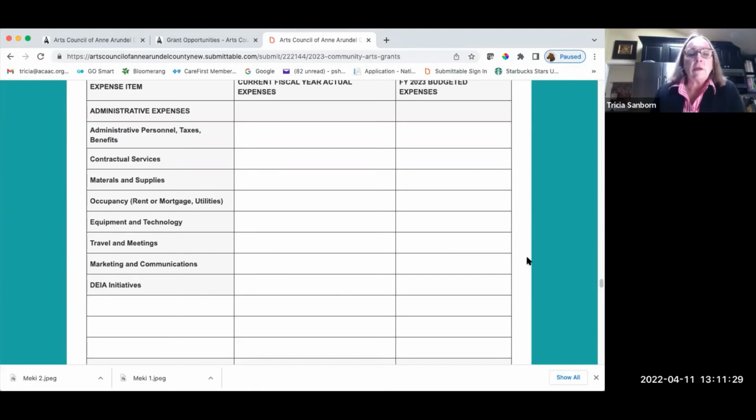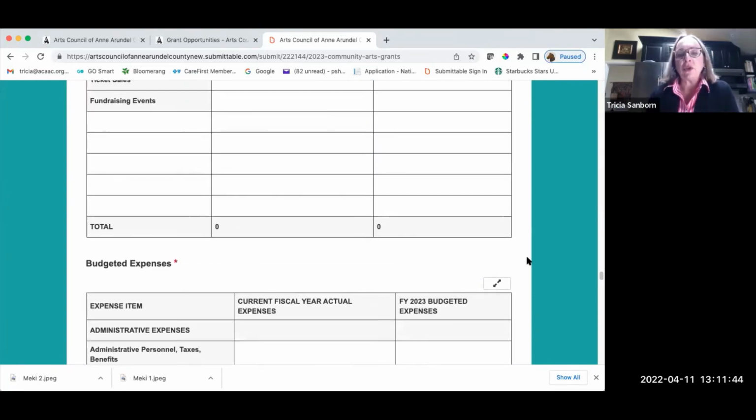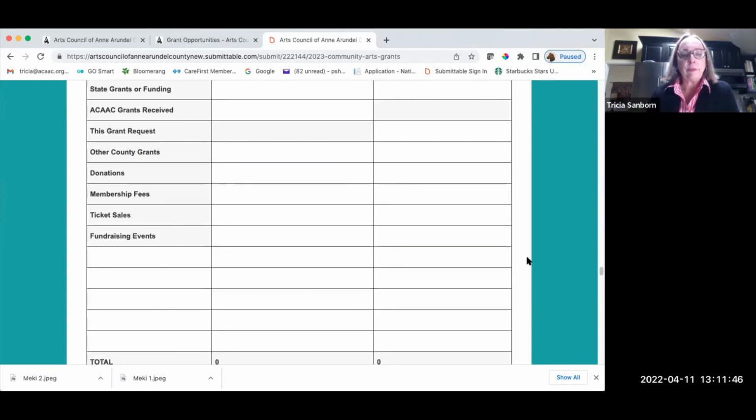So for those of you that aren't used to completing grants, one key is to have your income and your expenses equal. It's just a basic rule of grant writing. They should be balanced.